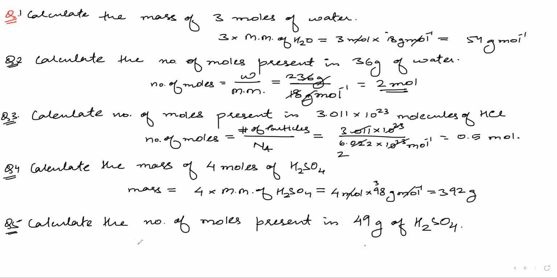Calculate the number of moles present in 49 gram of H2SO4. So this number of moles will be equal to 49 grams divided by 98 grams per mole. So grams and grams will cancel out each other. This will be 1 by 2. So again, this will be 0.5 mole. Okay, is everyone fine? Anything wrong?